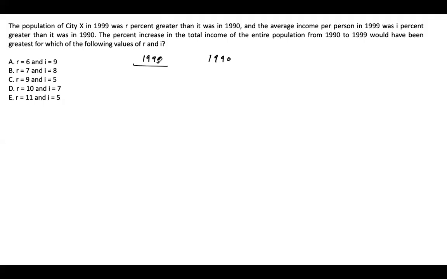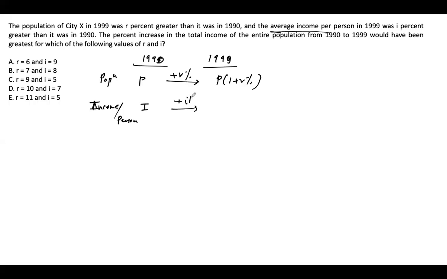Okay. So the population of city X in 1999 was R% greater than that in 1990. So I derived a basic equation: population initial into 1 plus R% is 1999's population. And the average income per person in 1999 was I% greater than it was in 1990. Income per person, I% greater. So income into 1 plus I%.